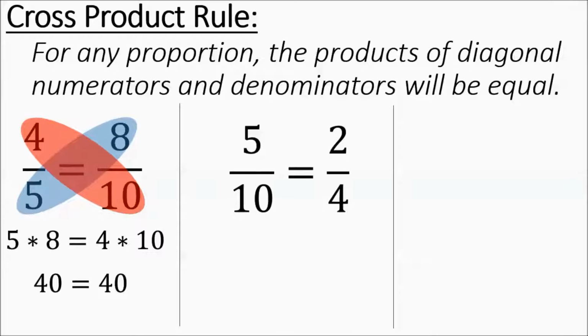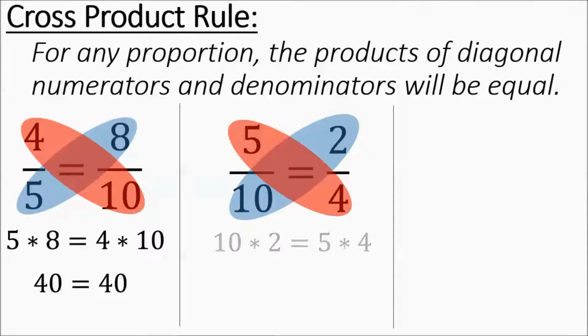We have 5/10 equaling 2/4. We know that these are both equal to begin with because both of them become 1/2 in lowest terms. But let's just set these two equal to each other and let's see if this cross product rule works. We've got the 10 and 2, the 5 and 4. When we multiply the diagonals, 10 times 2 equals 5 times 4. They both work out to 20. So it's a true statement again. 20 equals 20.